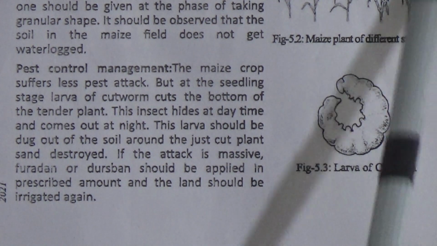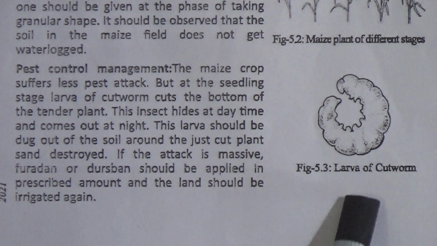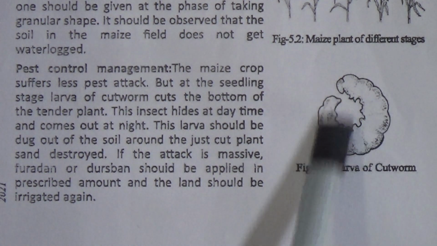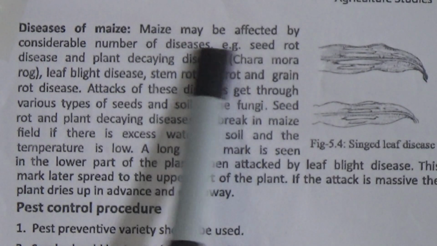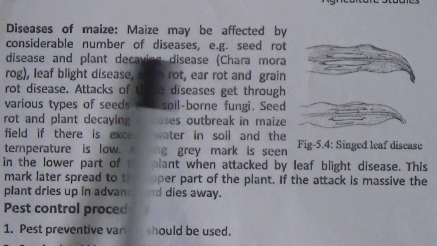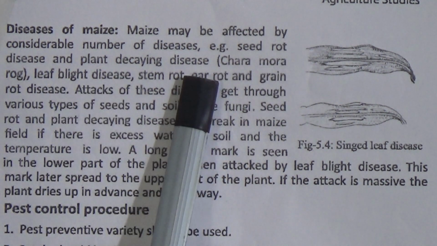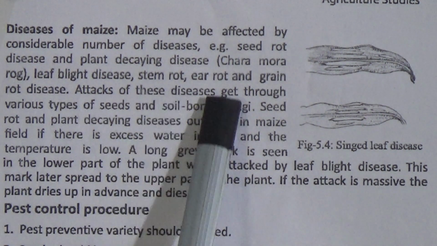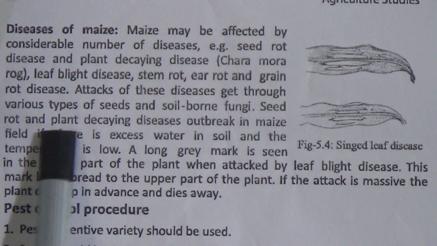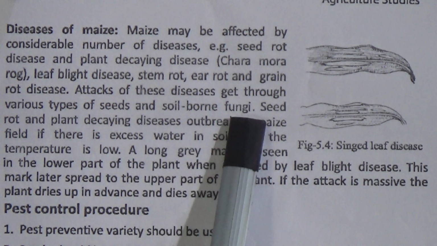If the attack is massive, Furadan or Dursban should be applied in prescribed amount and the land should be irrigated again. Here we can see the picture of maize plant of different stages, and here is another photo of the larva of cutworm which attacked the maize plants. Then diseases of maize. Maize may be affected by considerable number of diseases, for example seed rot disease and plant decaying disease, that is chara mora rog, leaf blight disease, stem rot, ear rot and grain rot disease. Attacks of these diseases get through various types of seeds and soil-borne fungi.